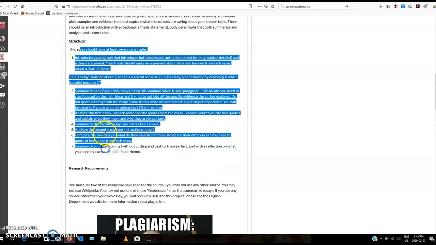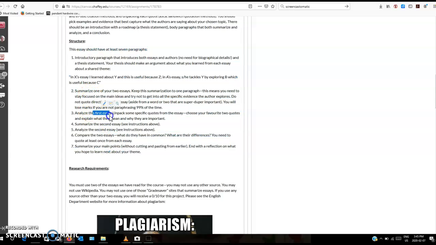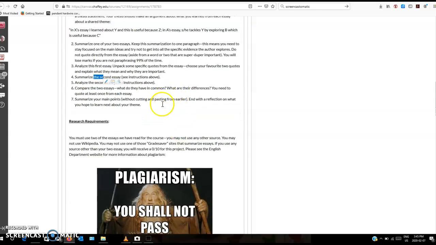So that's a simple structure. There are other ways to do it. You could summarize your first essay, then summarize your second essay, and then do your analysis, right? You could play with this structure a bit, but this is a very good way to move through the ideas, okay?